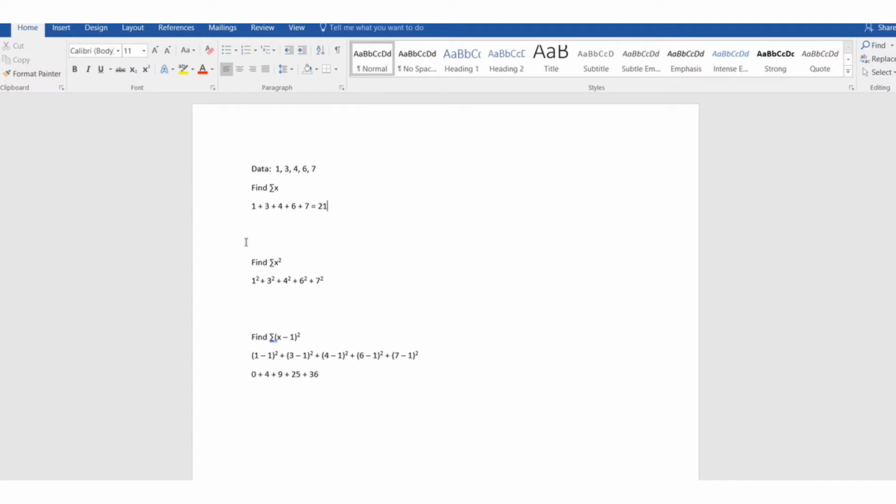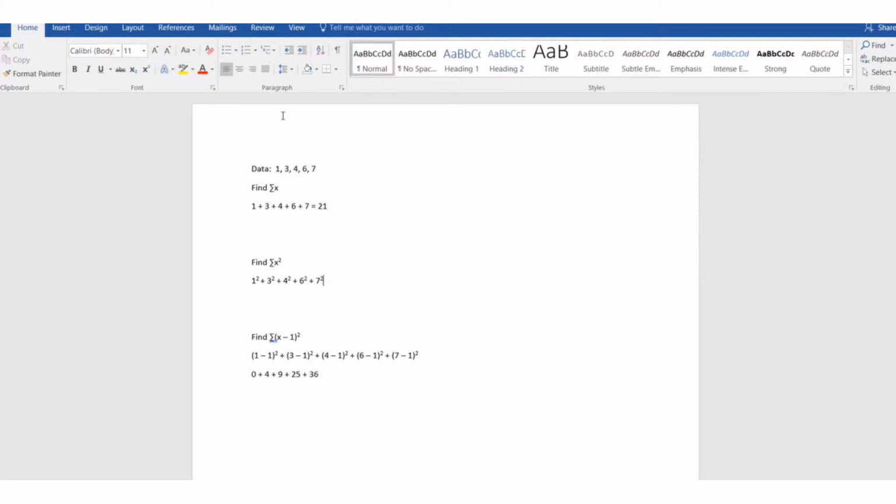All right, now this second one, the sum symbol, is saying add up all of your data squared. So we want to square every single piece of data and then add them up. So notice I'm squaring the 1, I'm squaring the 3, I'm squaring the 4, I'm squaring the 6, and I'm squaring the 7. And then we're going to add all of that up.